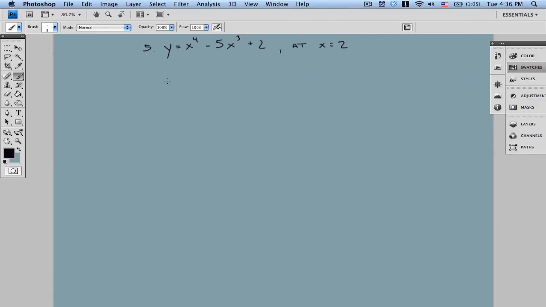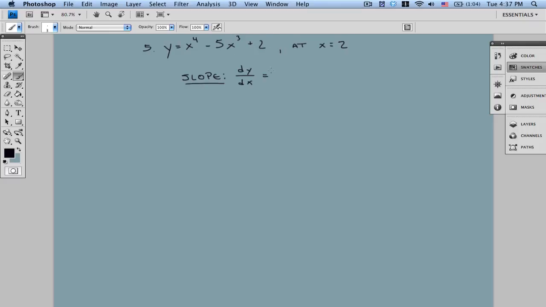One of the important applications of derivatives is being able to find tangent lines to functions at particular values of x. So let's do that for this polynomial, x to the fourth minus 5x cubed plus 2, at x equals 2. The first thing we need, since we're looking for the equation of a line, is the slope. The slope is given to us by the derivative, which in this case we'll notate dy dx. This is a pretty easy one to take.